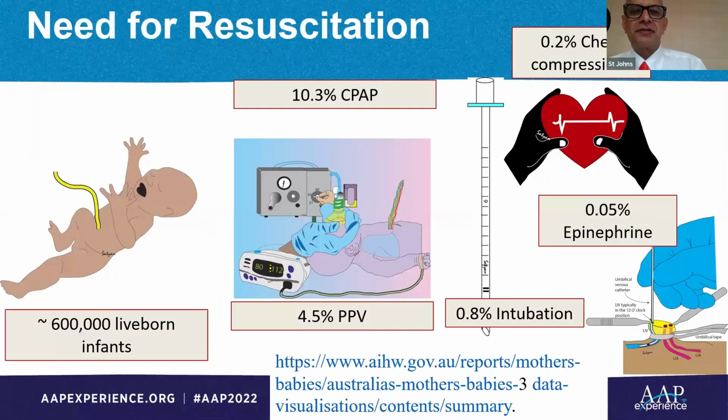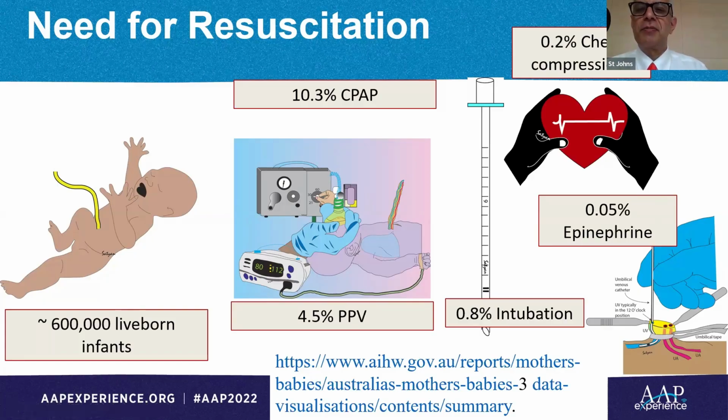So why is that so? If you look at data from Australia, where they maintain very accurate data, where they have close to 600,000 live-born infants, only 10.3% of these infants get CPAP, only 4.5% get PPV, only 0.2% of them require chest compressions, and even a smaller number, 0.05% get epinephrine. So how do you do a randomized trial here? You really don't know which baby requires epinephrine.